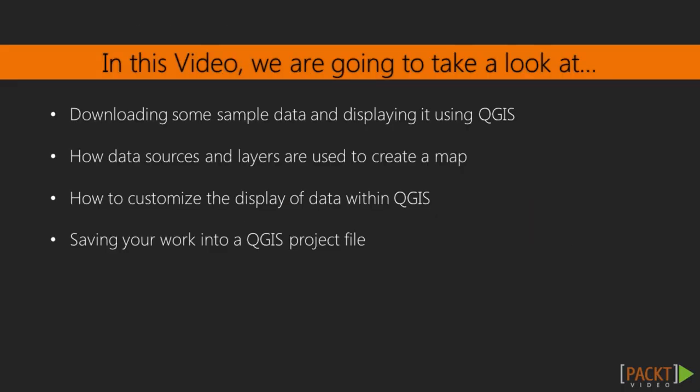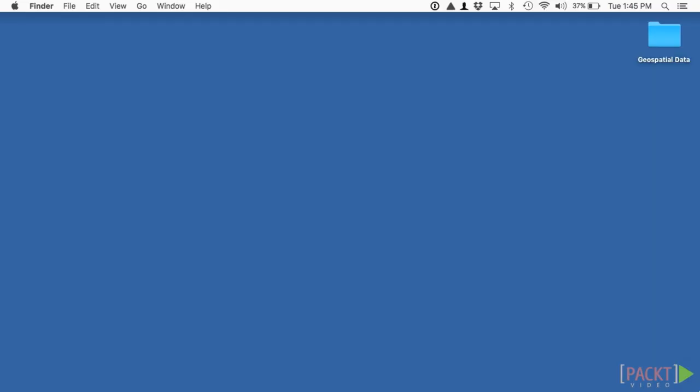In this video, we're going to start by downloading some sample data and then display that data using QGIS. This will show us how data sources and layers are used to create a map. We'll then see how to customize the way information is shown on the map and finish by saving your work into a QGIS project file. This will give us a good overview of QGIS before we start writing code. Okay, let's start by downloading some data.